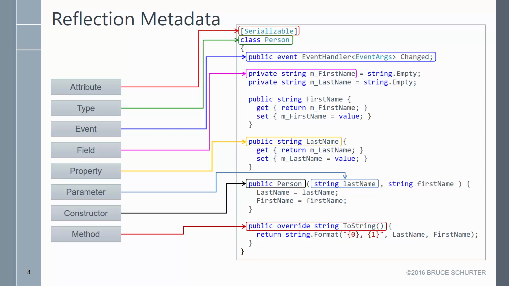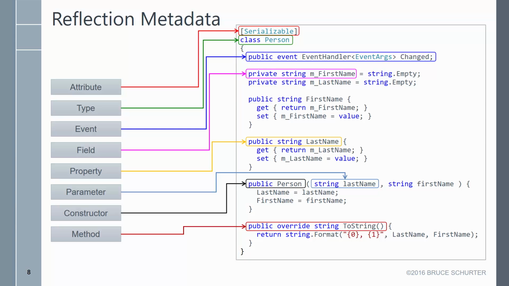Then we have several fields. We have M first name and M last name. Then we have properties. In this case, we have first name and last name properties. Then, in our constructor called person, we have parameters. And this would apply to any function that accepted values. So in this case, we have two parameters, last name and first name. And then finally, we have a method, which we're calling toString.